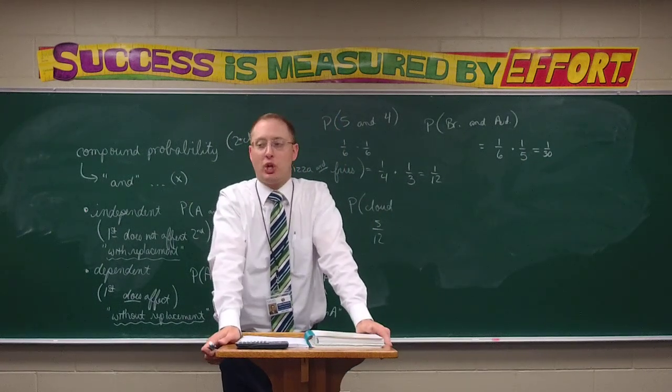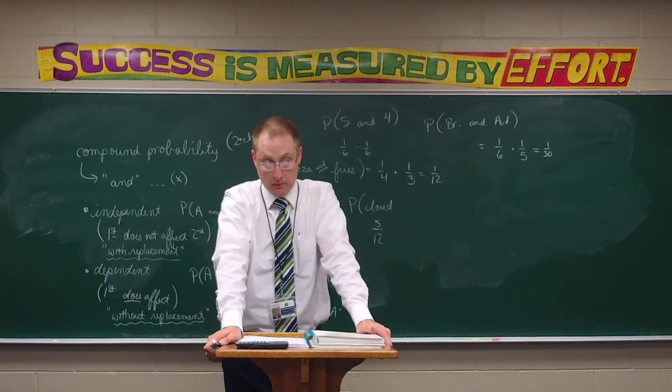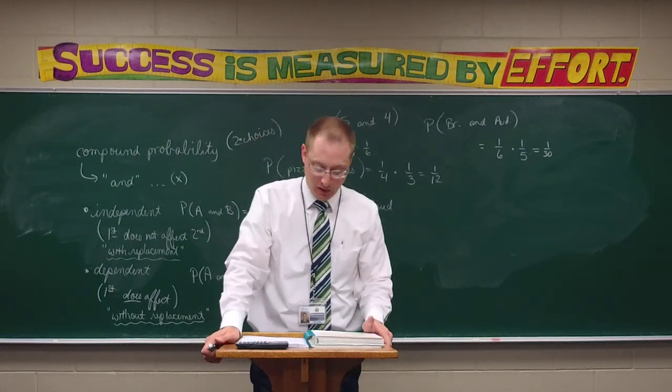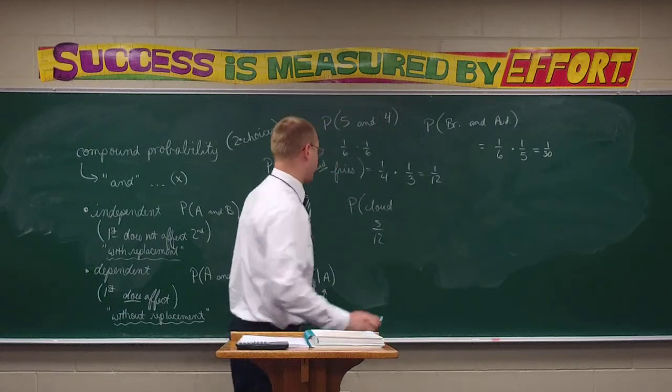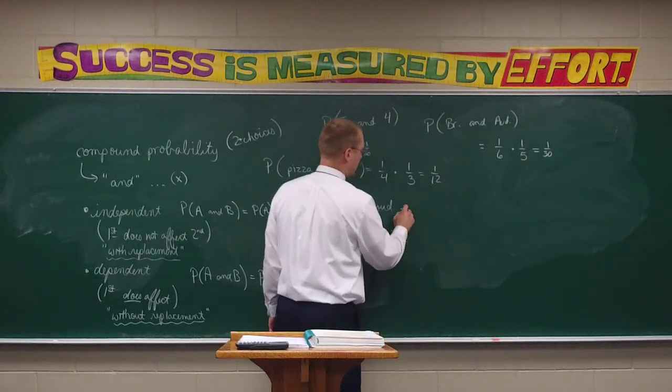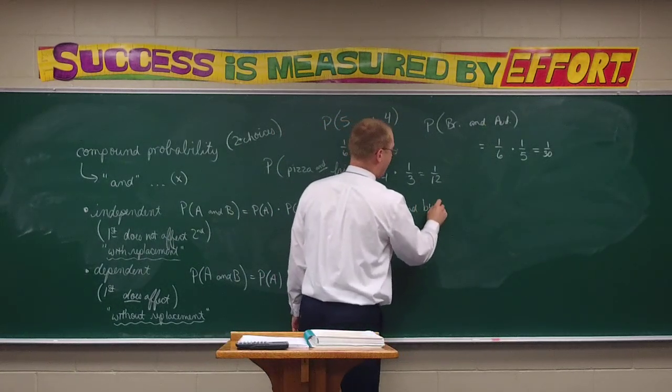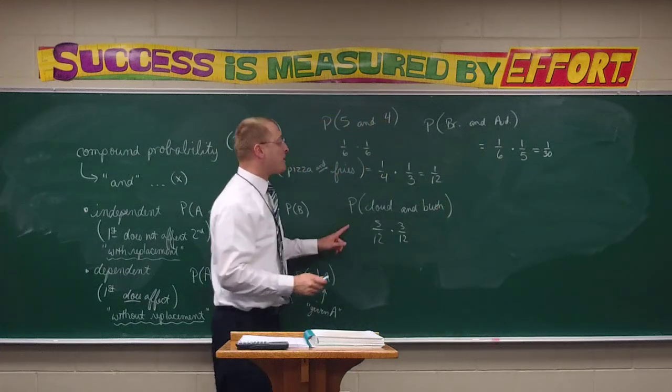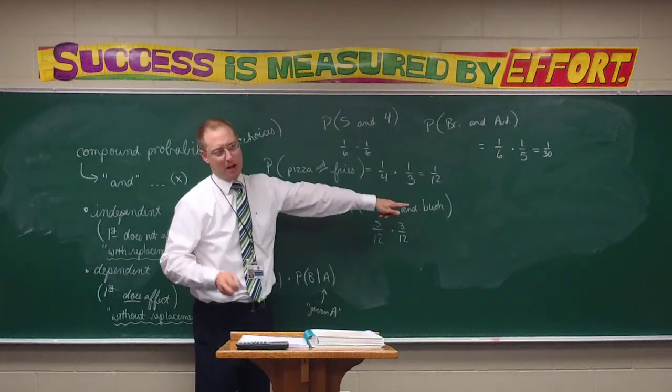Well, if he puts the cloud back, there's still how many items? 12 items. What's the probability of a bush? 3 to 12. So the probability of cloud and the bush, if he puts the cloud back, because we don't really want that, put it back.